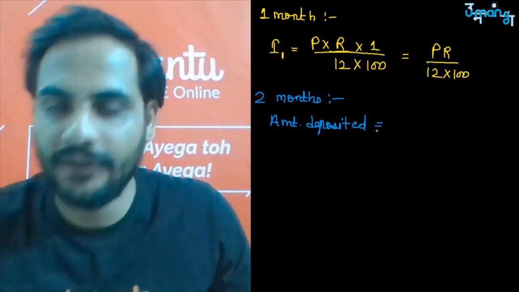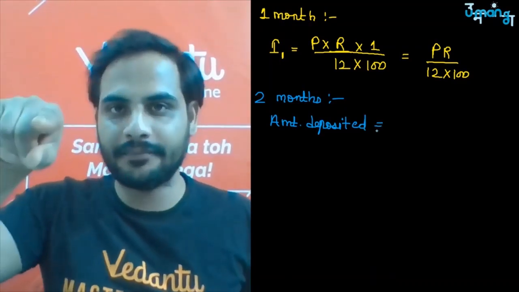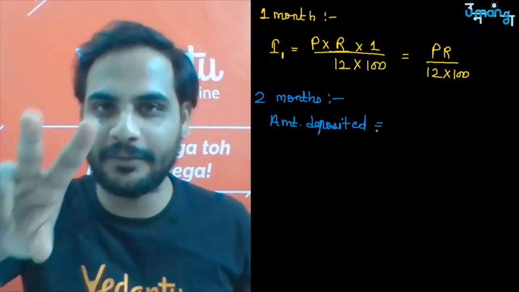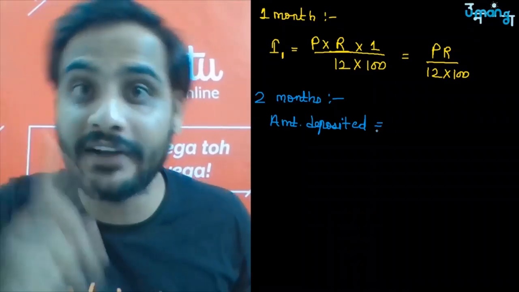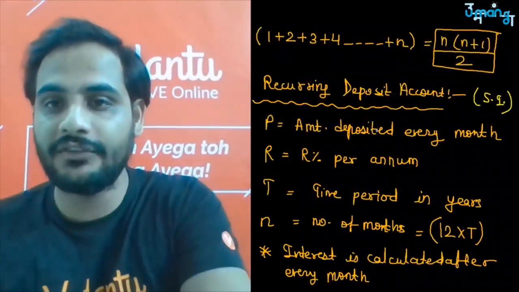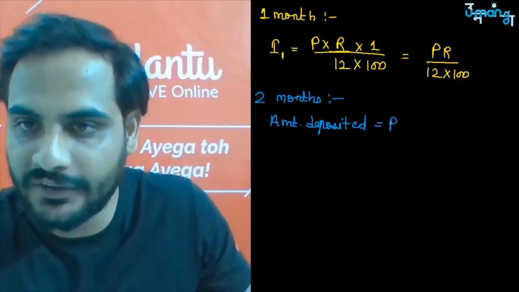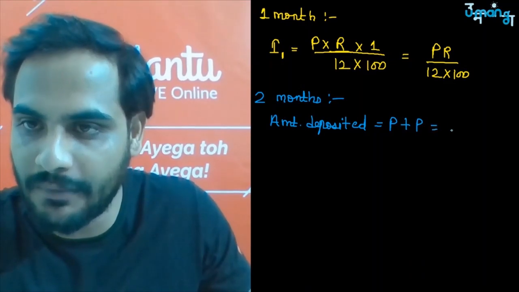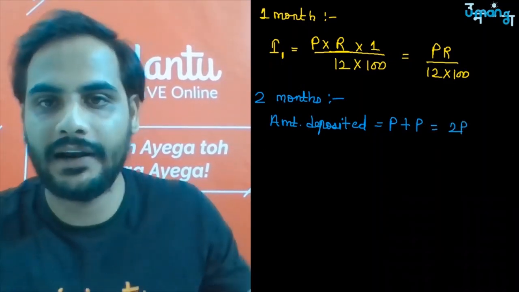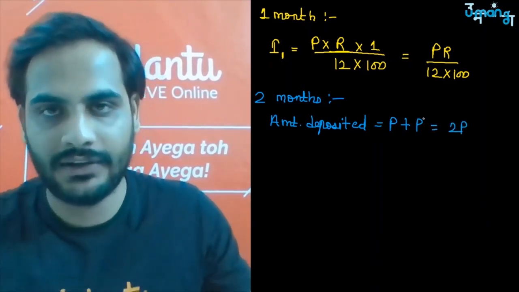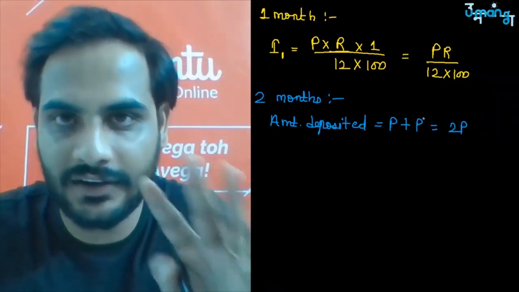So dekho, first month you have deposited P, second month also you will deposit P, because you are depositing the amount every month. Remember, P is your amount deposited every month. So first month you have deposited P, second month also P, so total amount is 2P. Correct? So now on this amount, the second month's interest will be calculated.